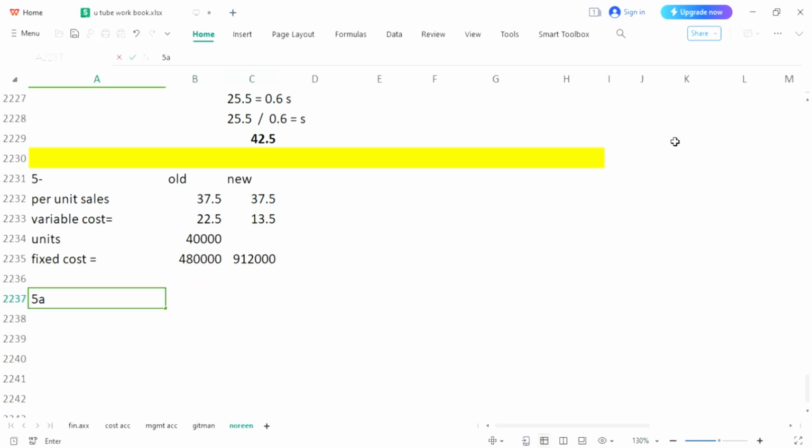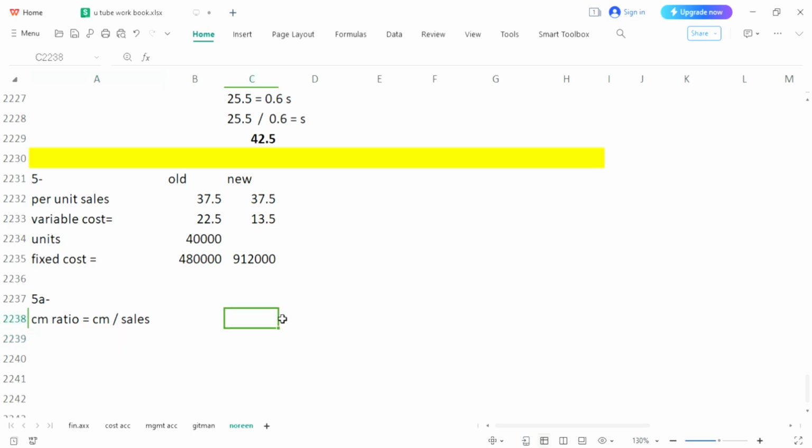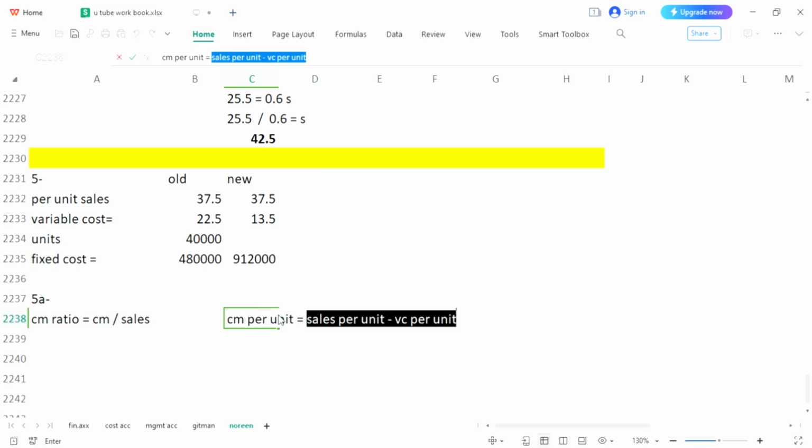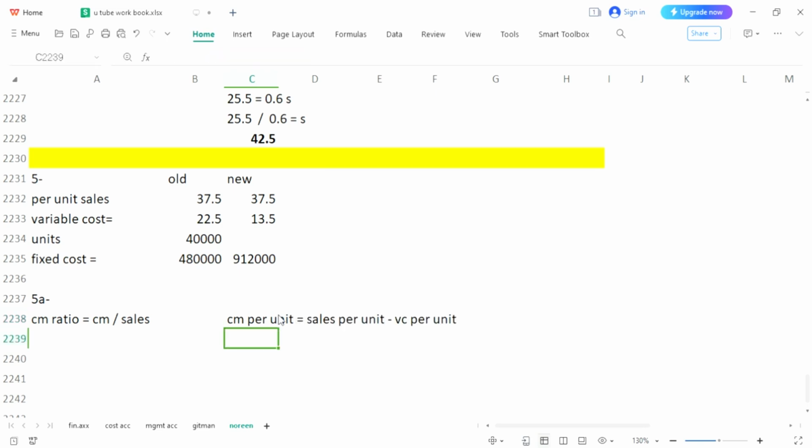5A we can call it. CM ratio would be calculated by dividing CM over sales. Here you have sales and here is variable cost. You can calculate CM per unit. How? For that you need sales per unit and you will subtract variable cost per unit. Your sale per unit is over here 37.5 and you will subtract 13.5, which is your variable cost.